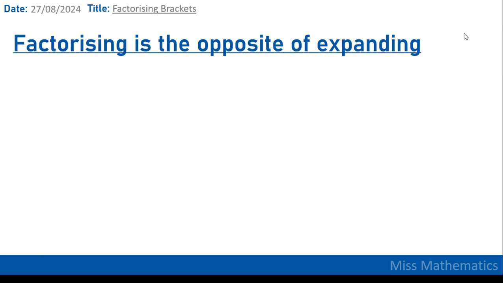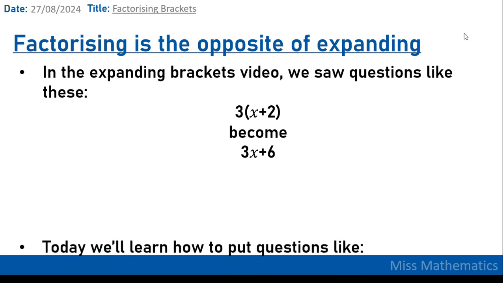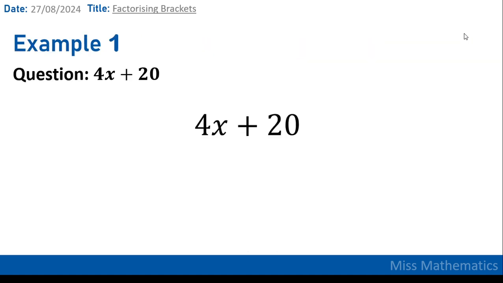So factorizing is the opposite of expanding. In the expanding brackets video, we saw questions like this, 3 times x plus 2, and we made them into 3x plus 6 by expanding the brackets. Factorizing is the opposite, so we'll get the question 3x plus 6 and we'll learn how to put that back into 3 times x plus 2. It seems simple, but when the numbers get bigger, it's a bit harder, and you need to follow a method. So let's look at the first example.